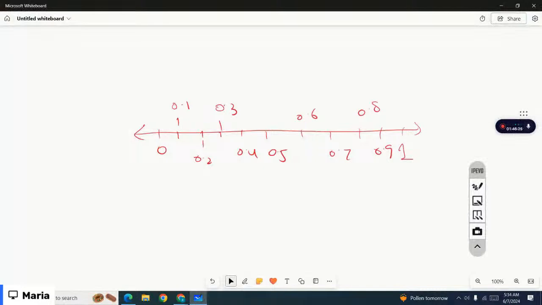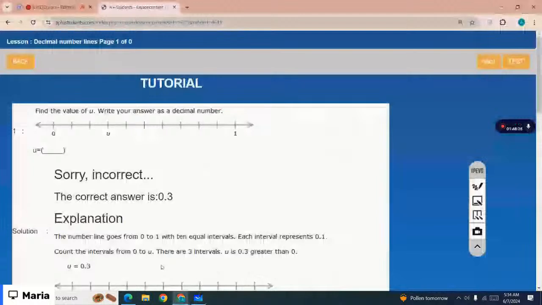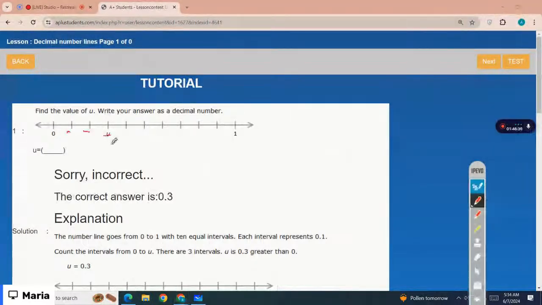So let's just start with the practice questions. Okay, what is the value of u? 1, 2, 3. U is at the third position from 0. That means that represents 0.3. Got it? The correct option is 0.3.